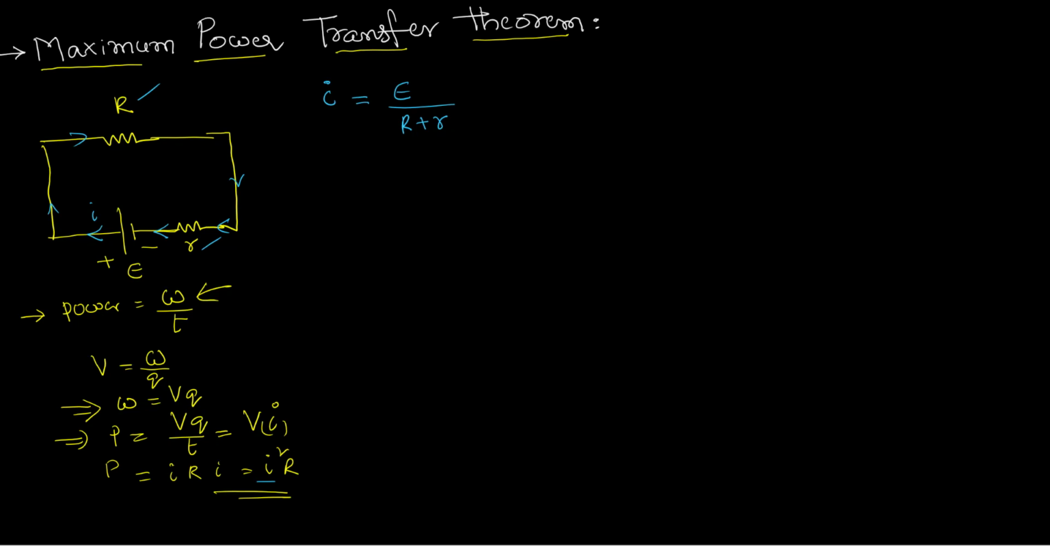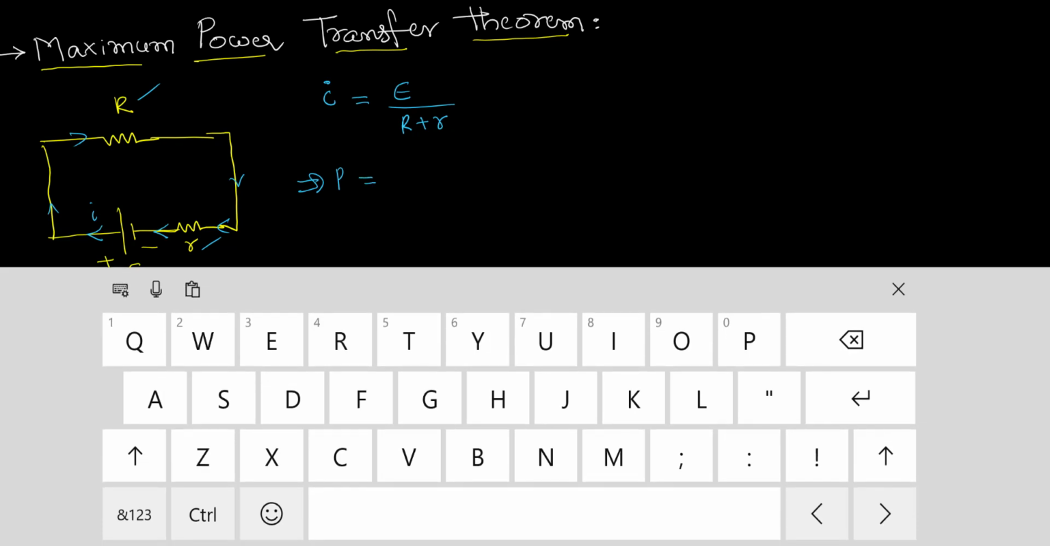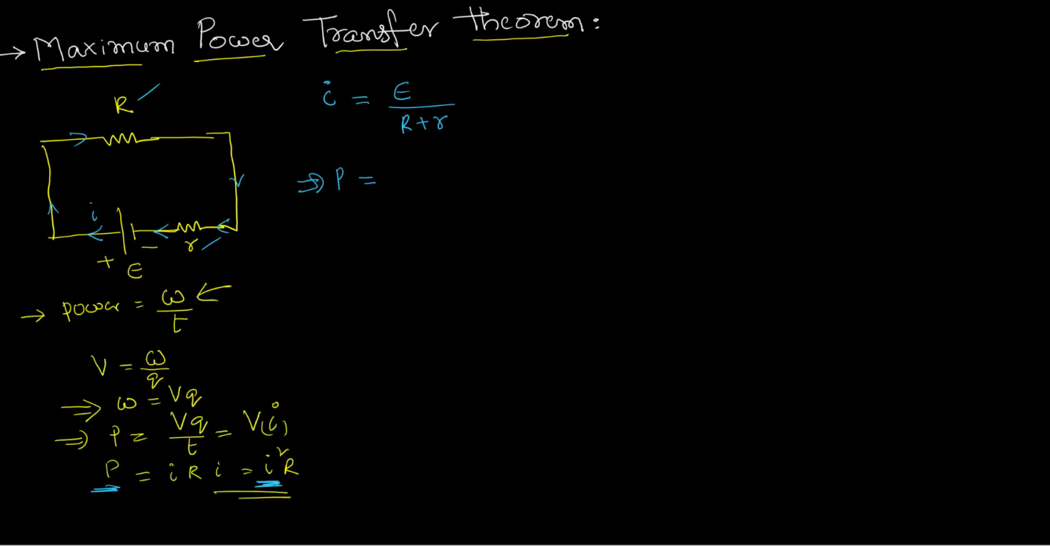I know the value of I in this equation now, so I can find out what the power is. Power is equal to I square. I means this value, E by capital R plus small r whole square, multiplied by external resistance. This is the power. Now we need to calculate when this power could be maximum. For any function to be maximum, we differentiate that function with respect to the variable. What we can vary here is the external resistance, because the internal resistance of a battery is constant. So differentiation of the power with respect to external resistance has to be equal to 0.